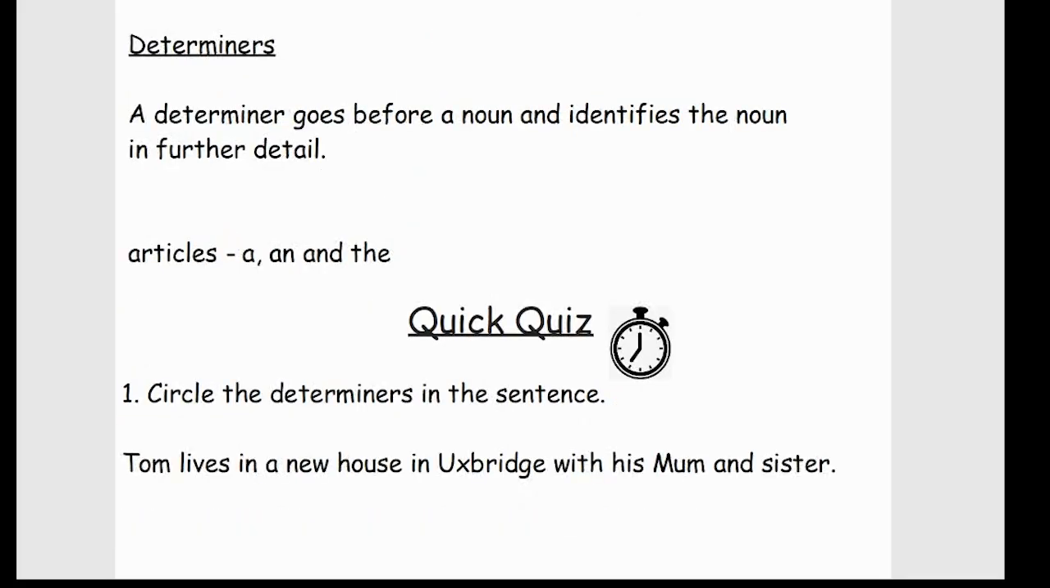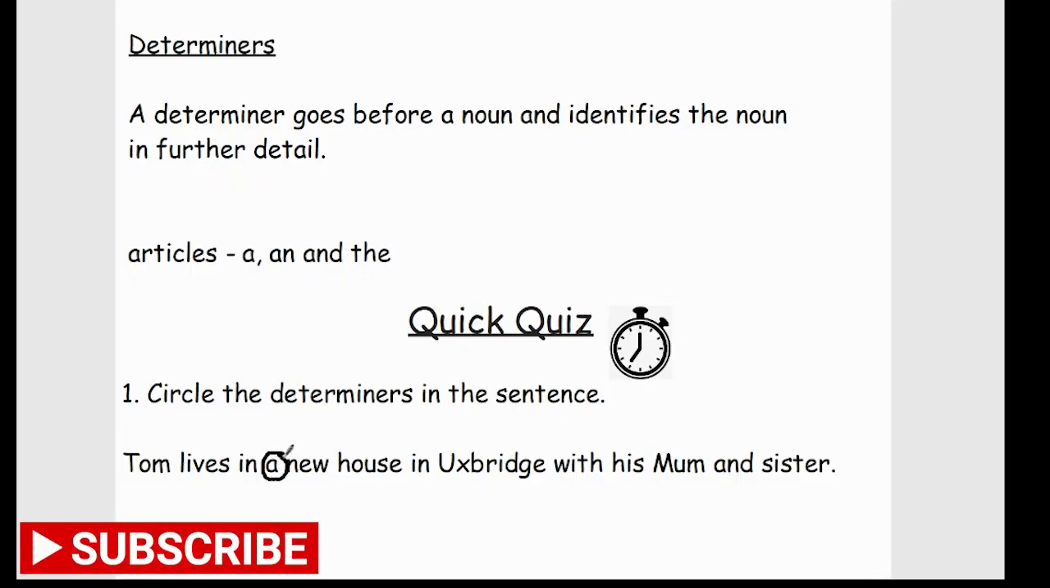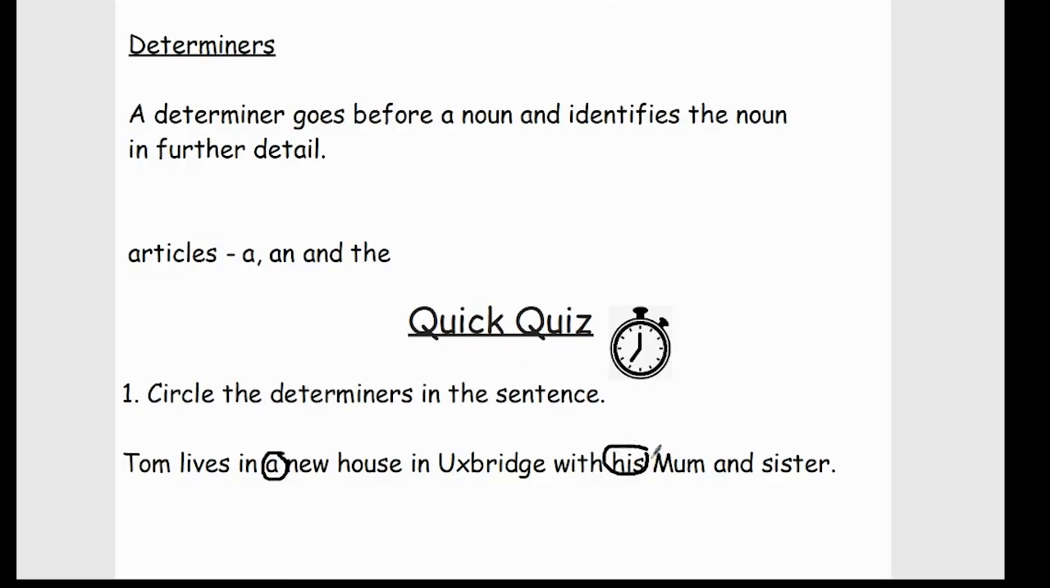On to determiners now. Determiners are small words. They come before a noun and they give us more detail. The main ones we can remember are also articles, so a, an, and the. If I gave you this quick quiz question, circle the determiners in the sentence: "Tom lives in a new house in Uxbridge with his mum and sister." So I would have "a," and in this sentence, "his" would also be a determiner. It comes before a noun.